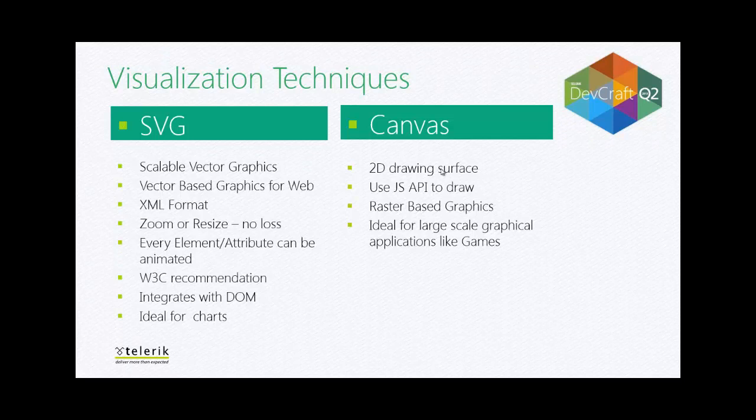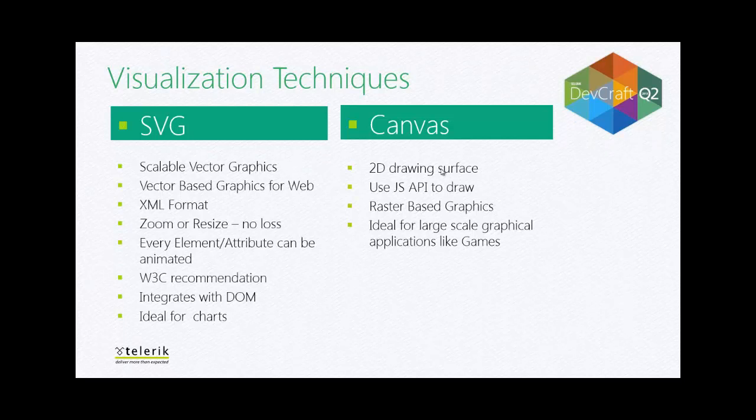Now let's take a look at the canvas. Canvas is nothing but a 2D drawing surface. That's why the name canvas, it's pretty similar to a painter using a canvas to draw. So it has a set width and height. Similarly, this is a drawing surface on the web page itself.